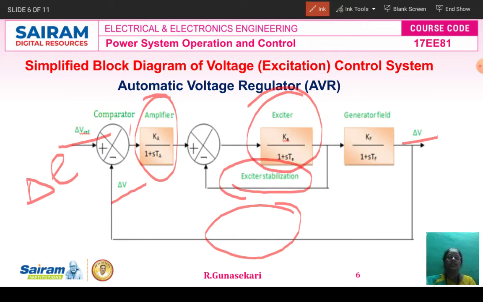So here one stabilization circuit is there. This stabilization circuit is used to stabilize the output of the exciter. For that purpose we use the stabilization circuit for the exciter. This is the generator field block, that is equal to Kf divided by 1 plus S into Tf. The output of the generator is the voltage, that is del V. So this is the transfer function block diagram for the automatic voltage regulator control loop, that is the AVR loop.